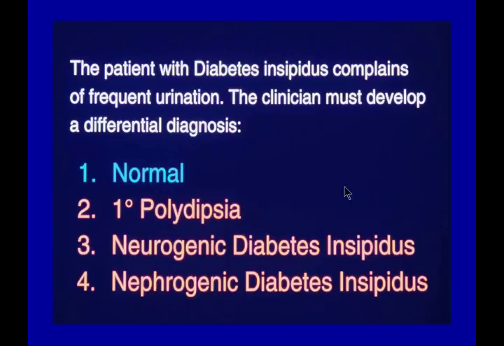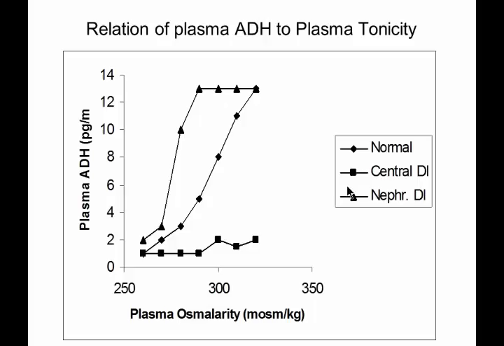So how do we tell all these conditions apart? Here is a study in which we increase the plasma osmolarity. You could do this by simply withholding access to water and letting the patient dehydrate, so that their plasma osmolarity will rise. Or you could give them hypertonic saline or something to make them do this.